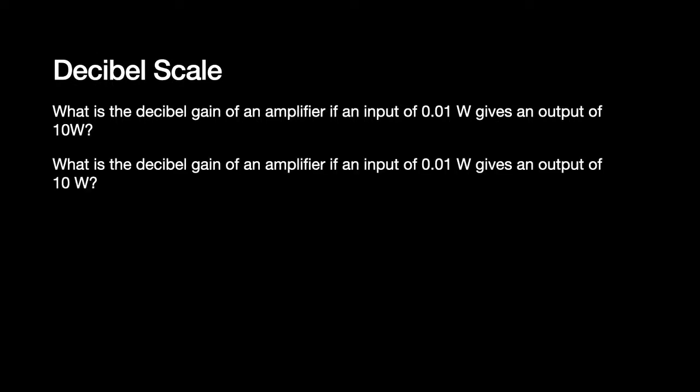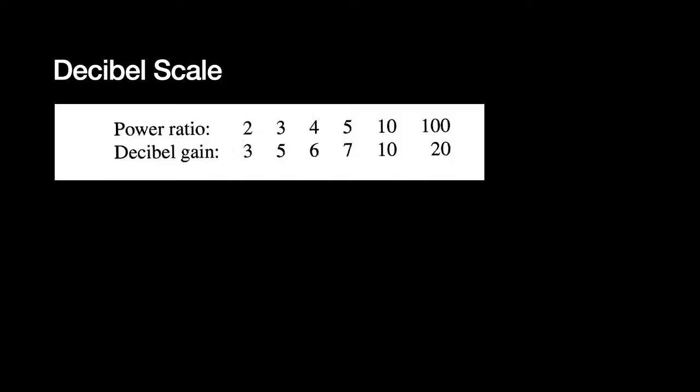I'll give you another simple calculation. What is the decibel gain of an amplifier if an input of, oh, it's the same thing, got copy pasted twice, sorry. So let's go ahead. The shortcuts that you can remember here, that power ratios 2, 3, 4, 50, 10, 100. Decibel gains are 3, 5, 6, 7, 10, 20.